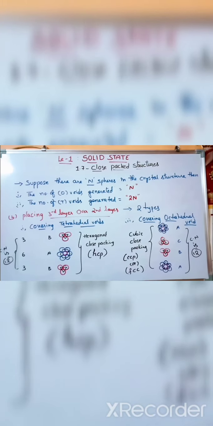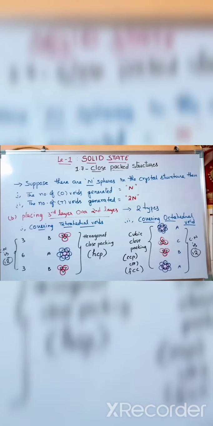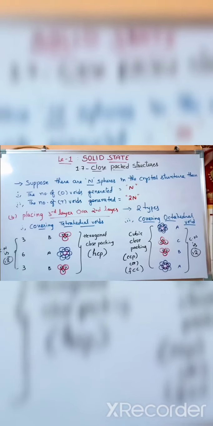Understood, children? So this is about the close packed structures. In the next class we are going to see locating tetrahedral voids and octahedral voids.